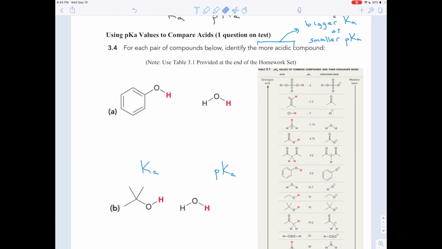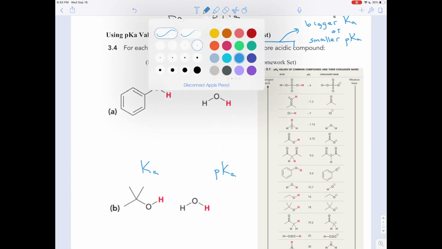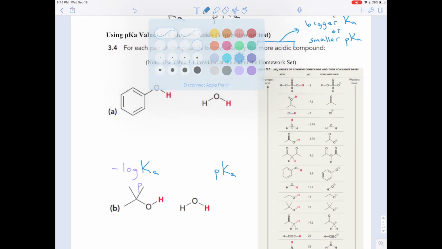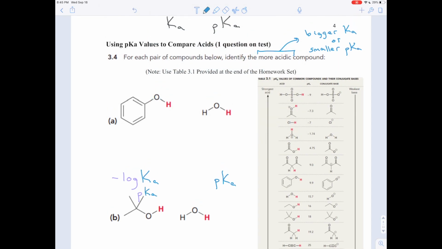And what you would do there is just take the negative log of the Ka, that turns it into a pKa, and the smaller pKa is the more acidic compound. But let's see how this plays out when they give you these pKa's.